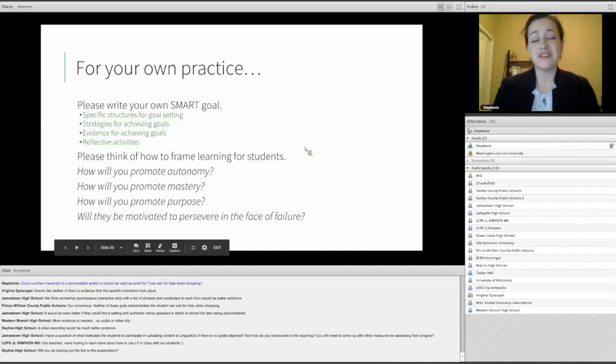These are great questions to think about for your own practice. Writing your own SMART goal for yourself before you help your students write their own. And think about how can you promote autonomy? What structures can exist in your class to give your students some voice? How will you promote their mastery and their sense of purpose? And how will they be motivated to persevere in the face of failure?